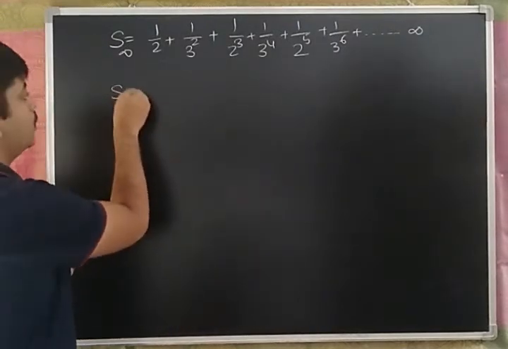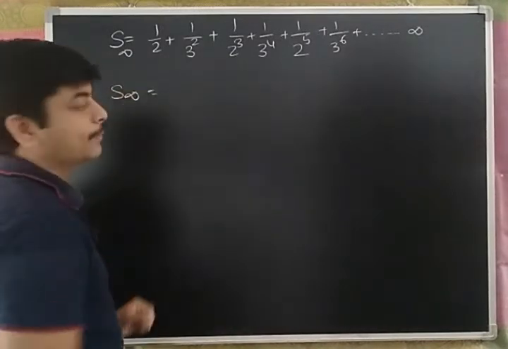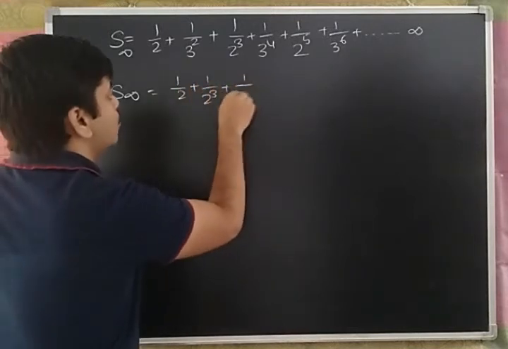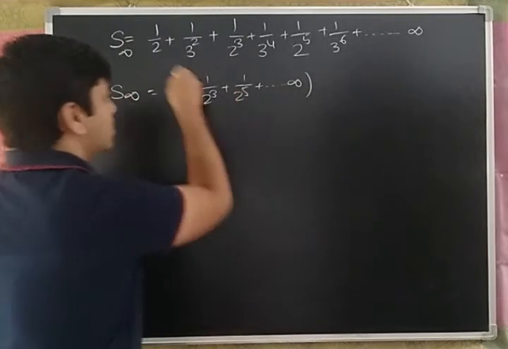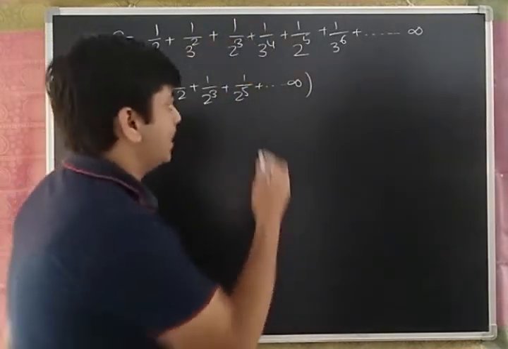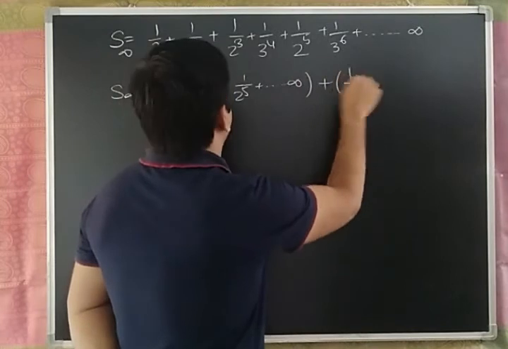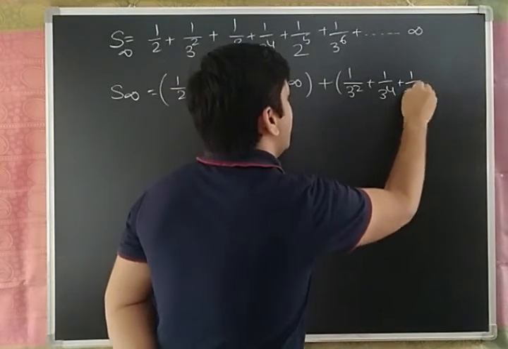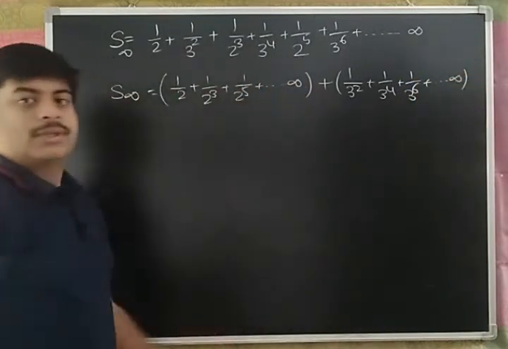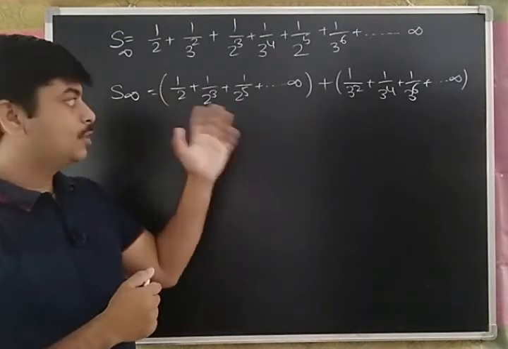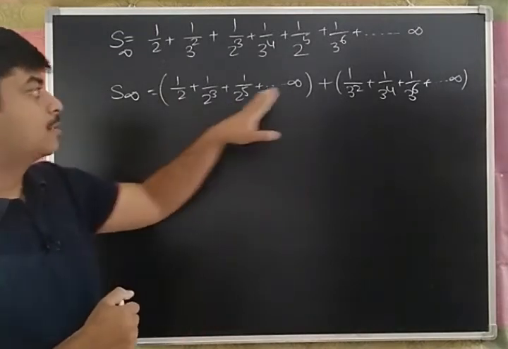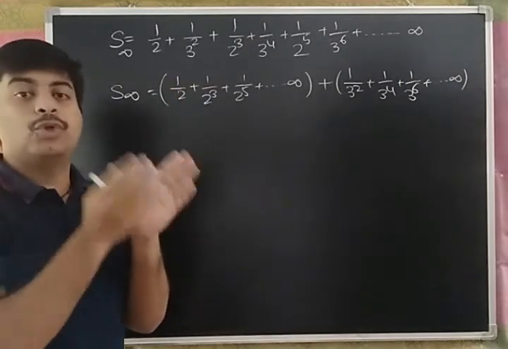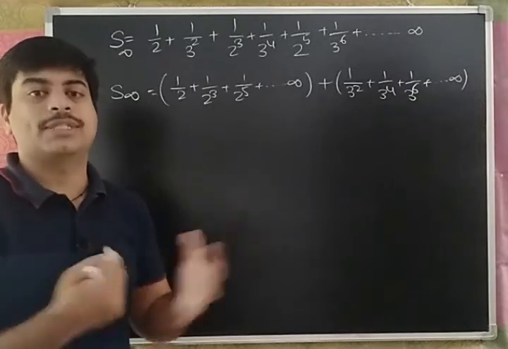So I'll write all the terms with 2 together, and all the terms with 3 together. 1 by 2 plus 1 by 2 cube plus 1 by 2 power 5 plus so on till infinity, because we have infinite terms, plus 1 by 3 square plus 1 by 3 power 4 plus 1 by 3 power 6 plus so on till infinity. So are these two GP? Yes, each of these is a GP individually. So when you have these types of questions, you need to identify whether you can have two different geometric progressions. If yes, you can proceed very easily.